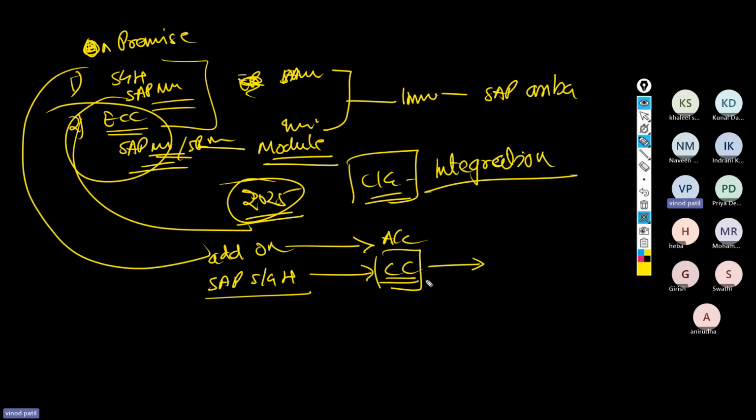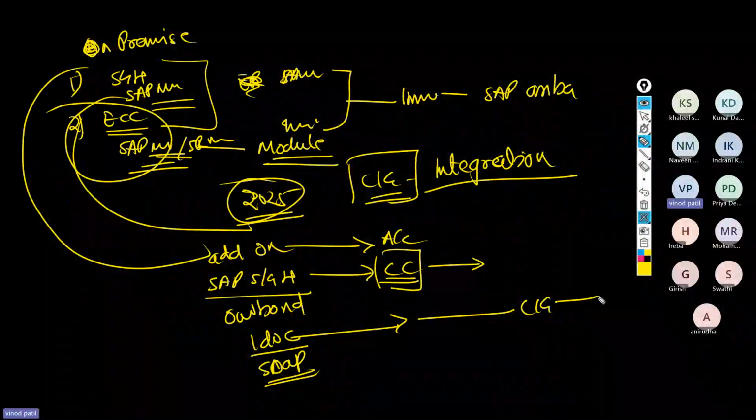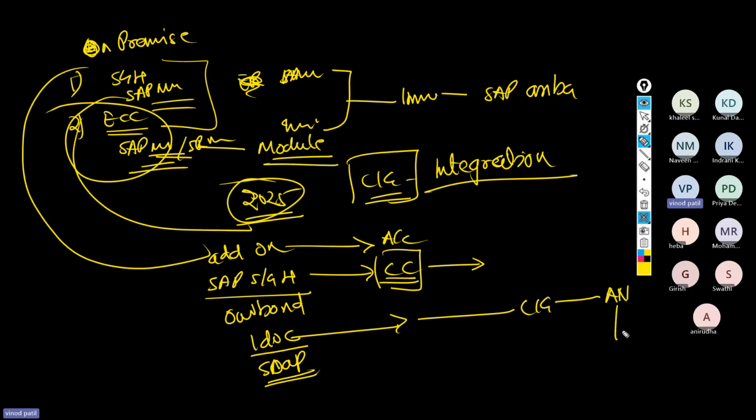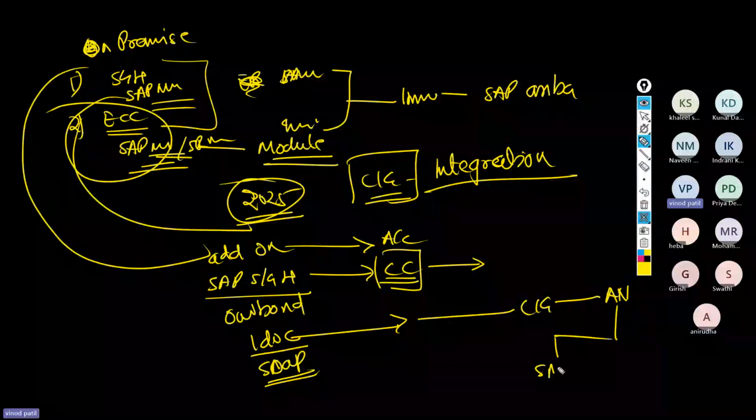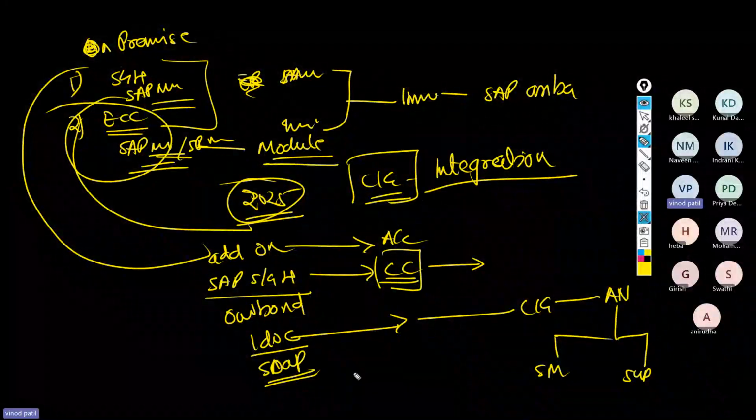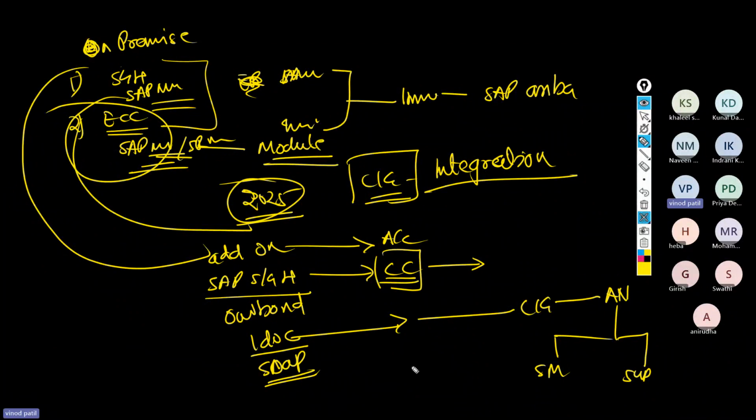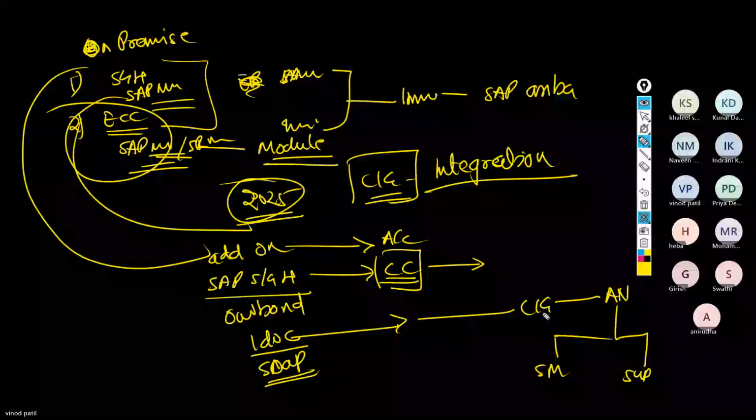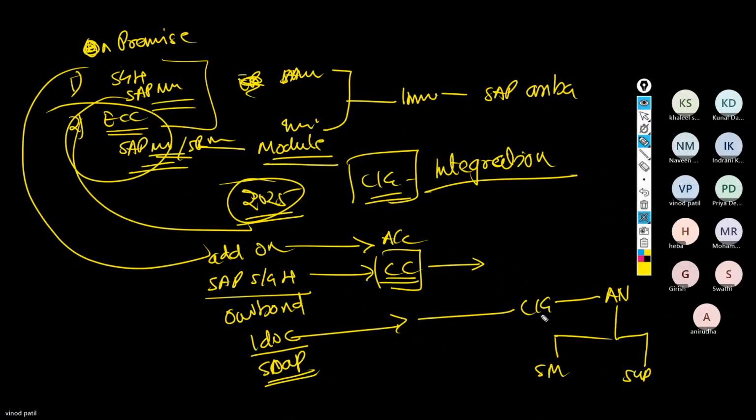Then from the cloud connector, the outbound message, that is your IDOC, with the help of a SOAP message. The SOAP transporter will transport it to the cloud connector, and from the cloud connector to the CIG, and from CIG to the Ariba network, and from the Ariba network it will go either to the spend management system or to the supplier. So we will be covering how this process works and what kind of things you have to do, but not in detail.